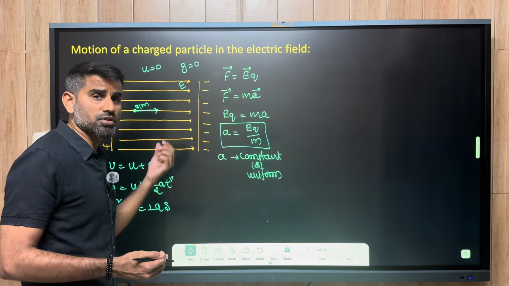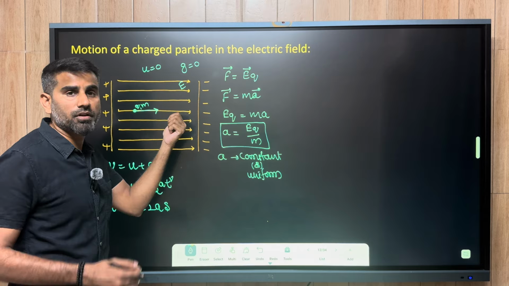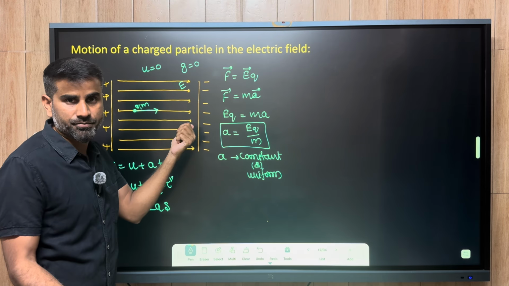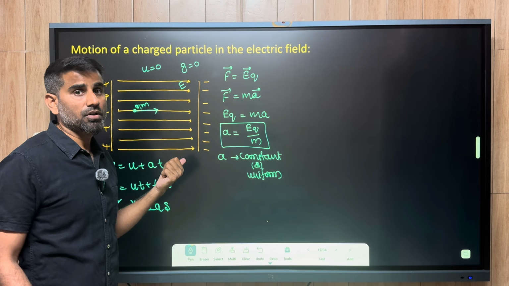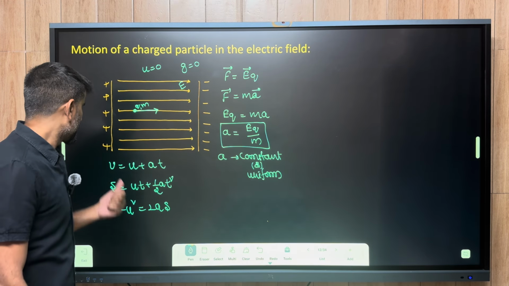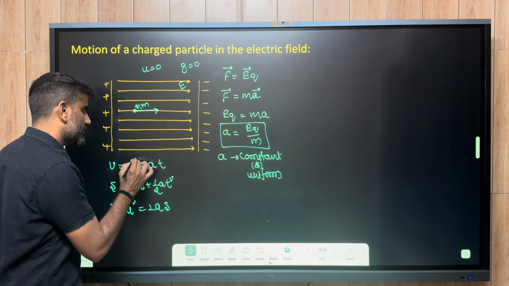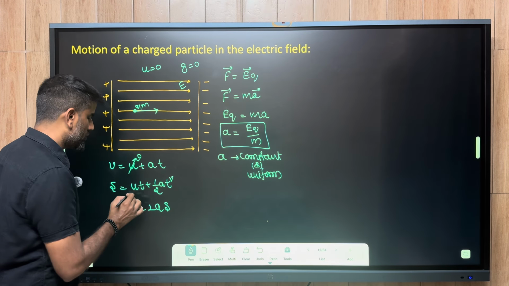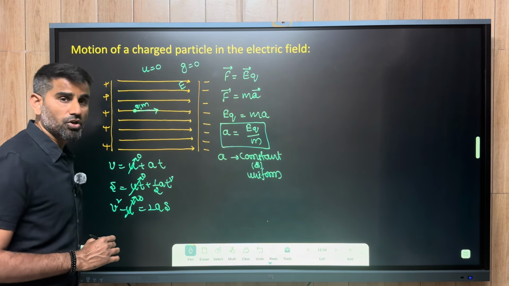Now the field itself exerted a certain amount of force on the charged particle, due to which it has got accelerated, and thereby its velocity keeps on increasing. Now u is equal to 0. I have considered the case of no gravity. So v is equal to u plus at. As I have taken the initial velocity as 0, u is equal to 0, and this u square is also 0.